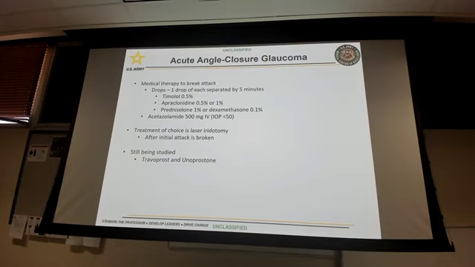Once the attack is over, the treatment of choice is a laser iridotomy. Certain medications are still being studied to see if they help. Latanoprost is a prostaglandin analog, and it takes a little bit of time for the true effects of that medication to kick in. So if you're trying to break this attack ASAP, that probably is not the best option.